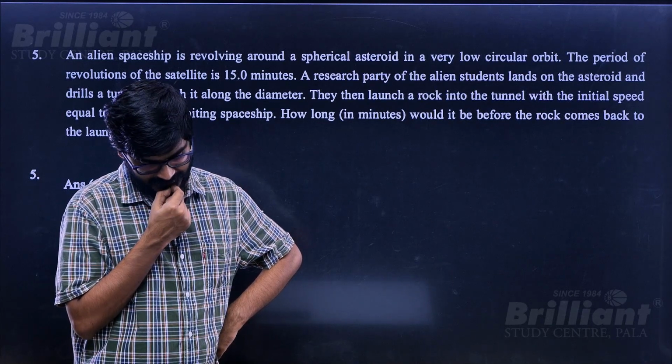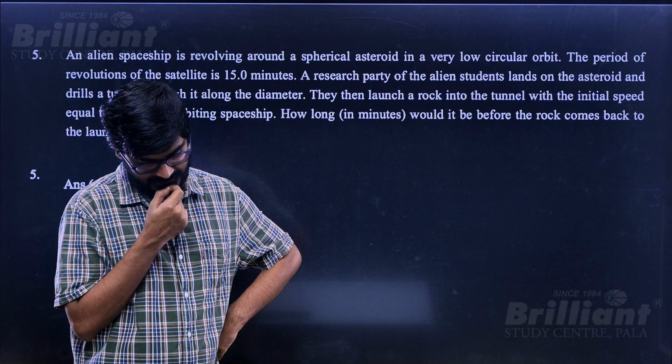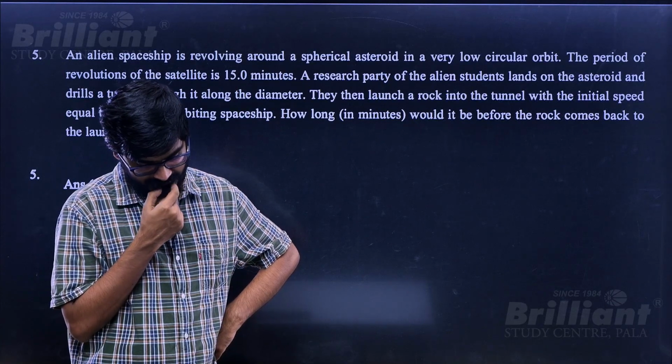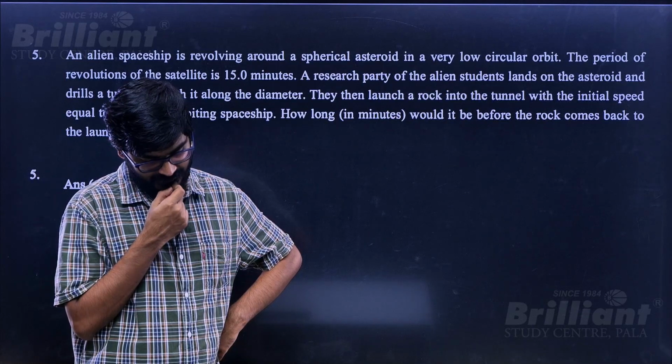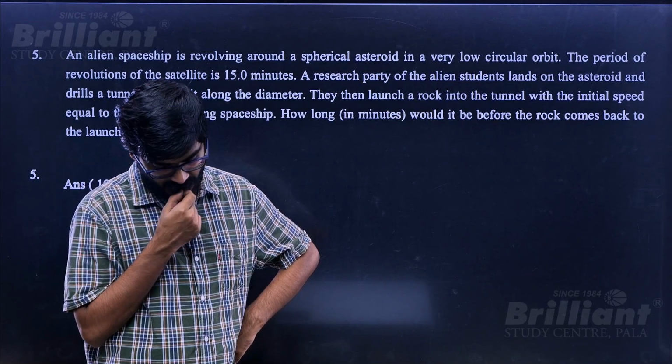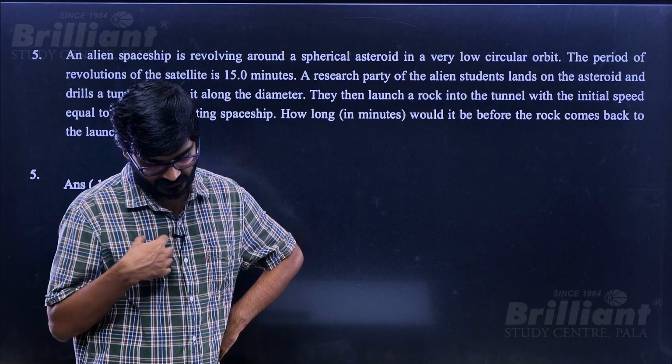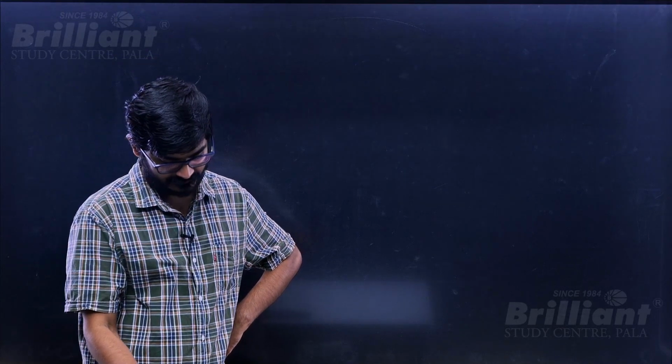A research party of the alien students land on the asteroid and drills a tunnel through it along the diameter, then launch a rock into the tunnel with initial speed equal to that of the orbiting spaceship. How long would it be before the rock comes back to the launch point?